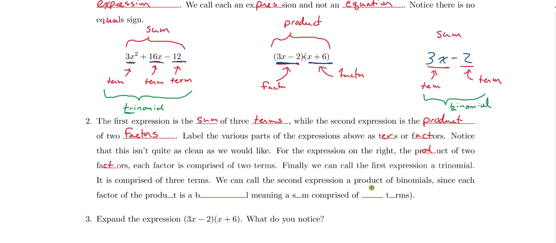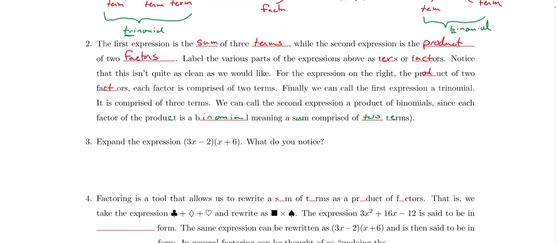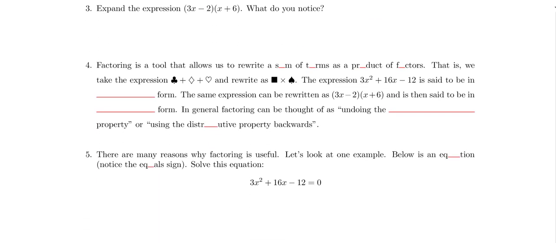We can call the second expression a product of binomials, since each factor of the product is a binomial, meaning it is a sum comprised of two terms. Okay. So folks, I know this feels a little bit pedantic to go through and label all these parts, but I'm going to be using this vocabulary as we talk about factoring, so it's important that we're all on the same page. Okay, let's look at the second expression. Remember what we said. We called this a product. There's an implied multiplication there, a product of two factors.